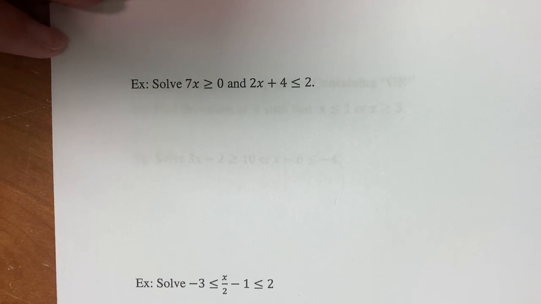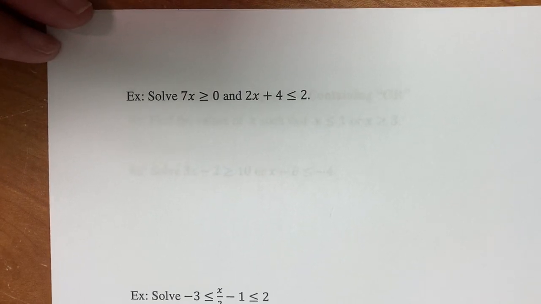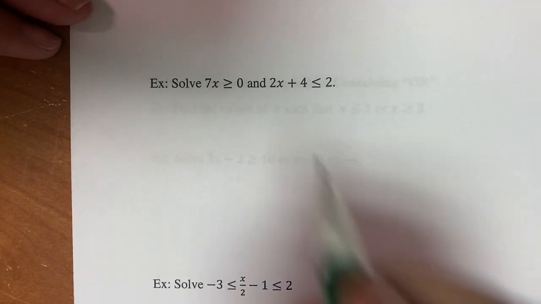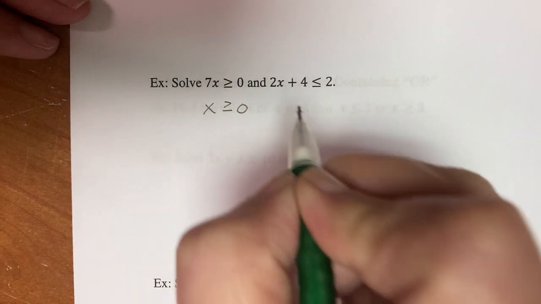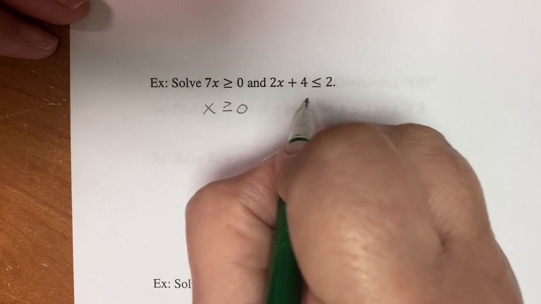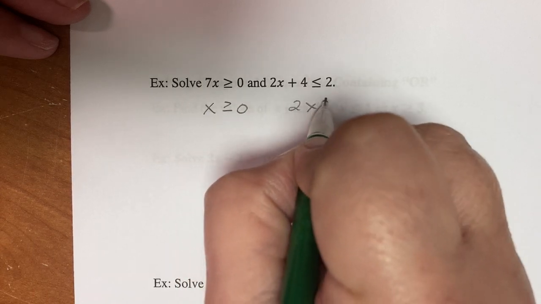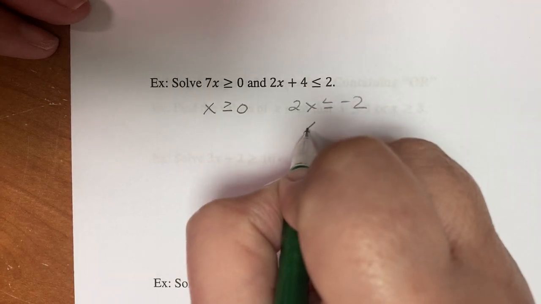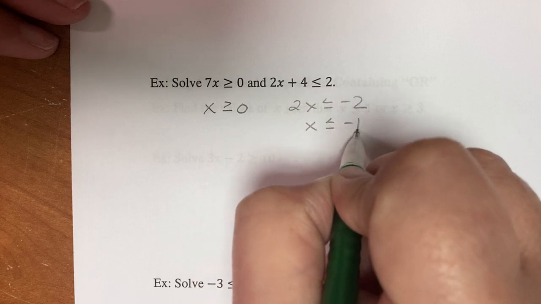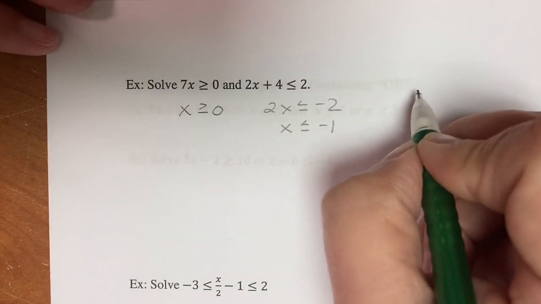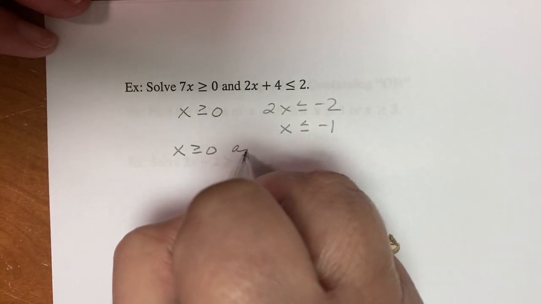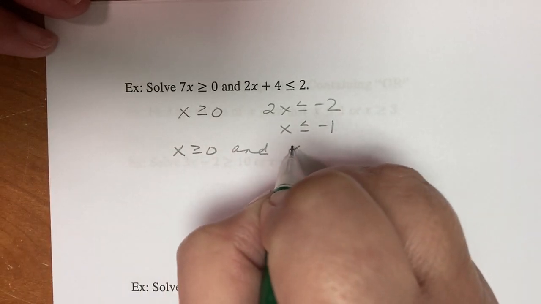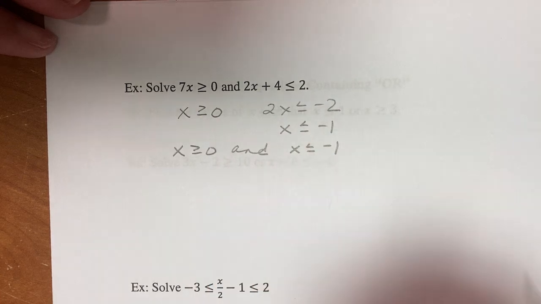All right, let's do this one. This is again an and. So if I were to solve these each individually, if I divide by 7, I'm going to get 0. Here, I'd subtract the 4 and divide by 2. So my solution set would be everything greater than or equal to 0 and at the same time less than or equal to negative 1.